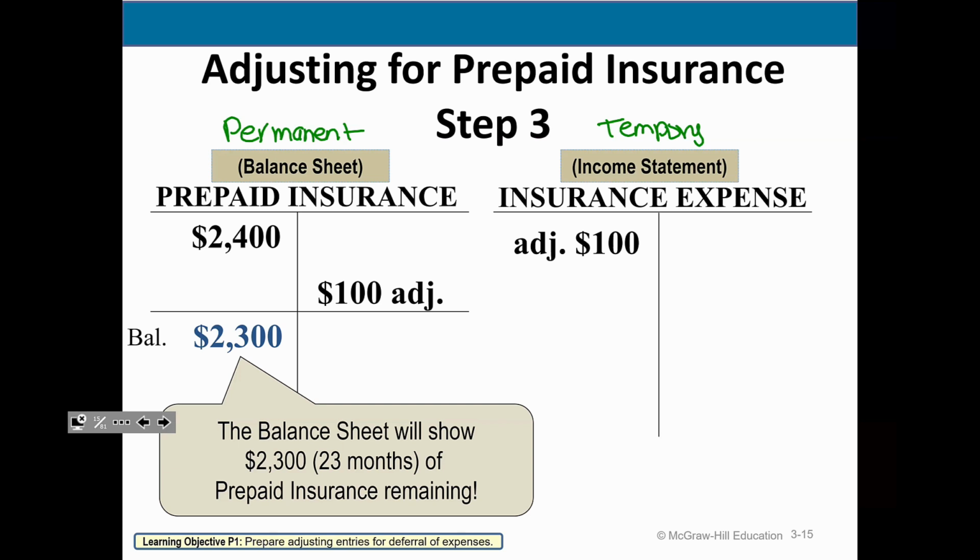Where do we close income statement accounts to? At the end of the year, on December 31st, we have a calendar year. We don't have a fiscal year. What do we do with net income? Where do we put net income? Statement of retained earnings. Excellent. So these temporary accounts get closed into retained earnings.